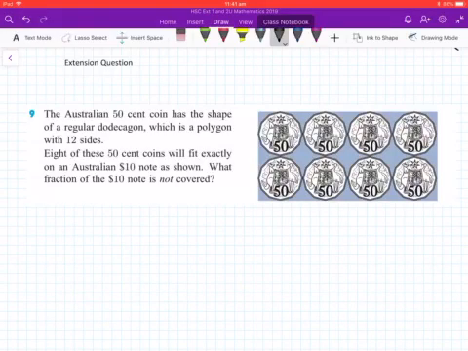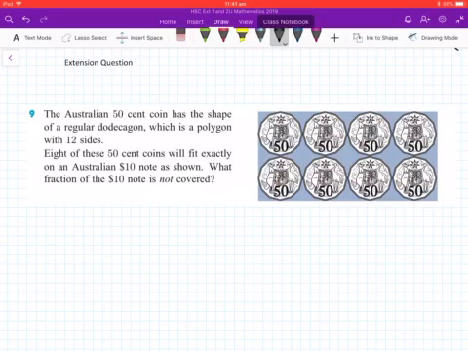Right, this is a bit of an extension question. So we're going to have a look at, in extension two, not an extension one question, but a harder question you might have to encounter. All right, so we've got an Australian 50 cent piece that has the shape of a regular dodecagon. That's 12 sides, right? It's regular, it's the same size. 8 of these 50 cent coins will fit exactly on a $10 note as shown. What fraction of the $10 note is not covered?